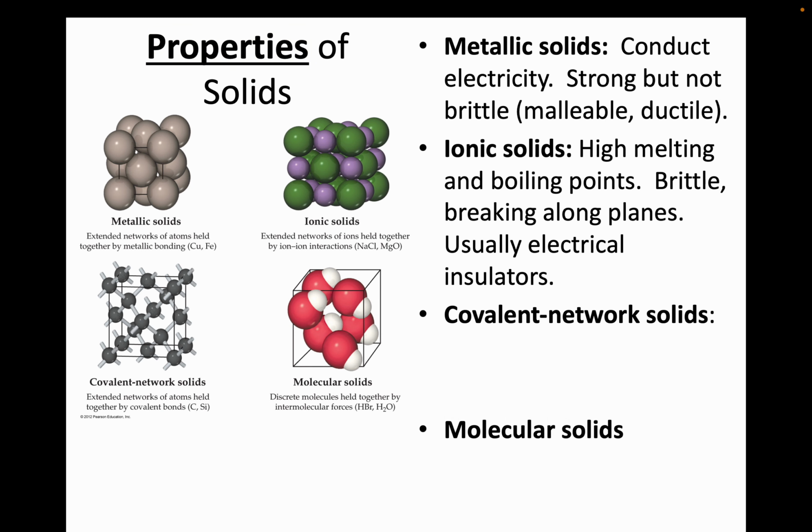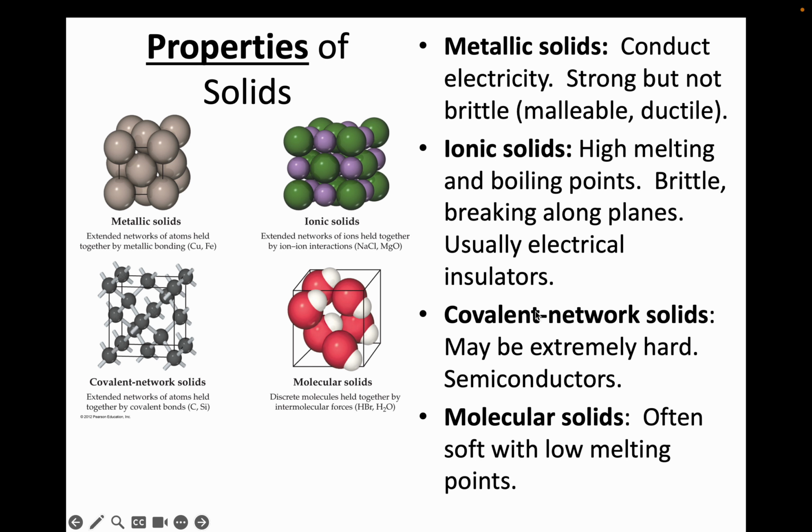Ionic solids have high melting points and high boiling points, but you can't readily change their shape. In contrast, they are brittle, and they would usually break along planes. Also in contrast to metals, they are electrical insulators, not conductors. If we're thinking of covalent network solids, they're often extremely hard. A diamond is an example. That's what comes to mind when I'm thinking of covalent network. And semiconductors, an important form of technology in our everyday world, also involve covalent network solids. And then finally, molecular solids. These are often soft with relatively low melting points.